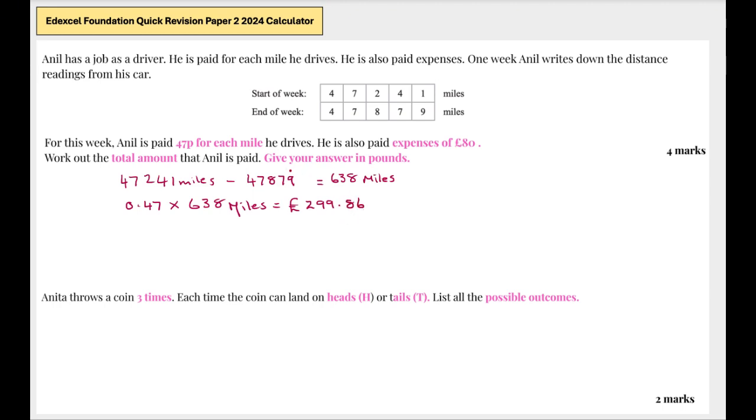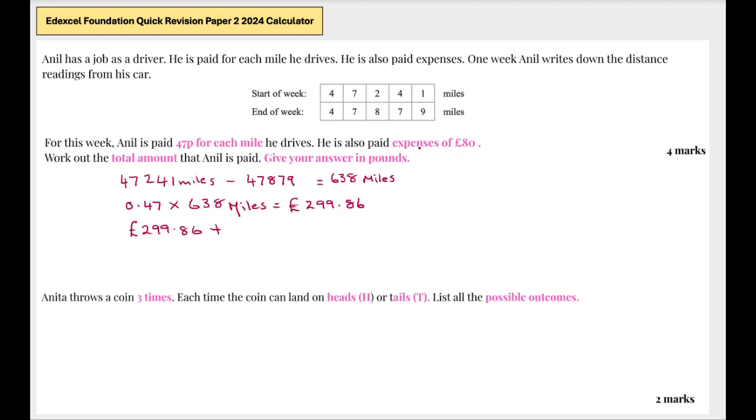So the question is, work out the total amount that he's paid. Give your answer in pounds. So the total amount that he's paid is £299.86 plus our expenses of £80.